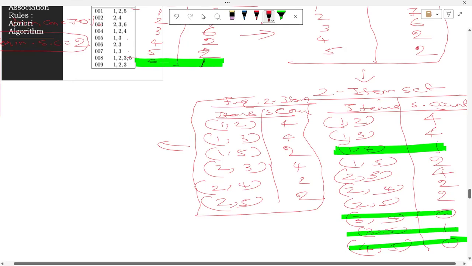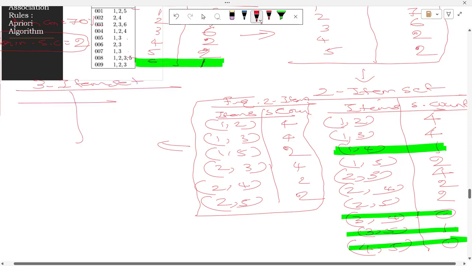Based on the first 4 steps, tell me what is my next step? Just guess the answer. First I found the one item set, then the frequent item set of 1 items. Then I can find out the 2 item set. Then I can find out the frequent item set for the 2 item set. Then what is the next step? I need to find out the 3 item set. Yeah, very good. 3 item set, right?